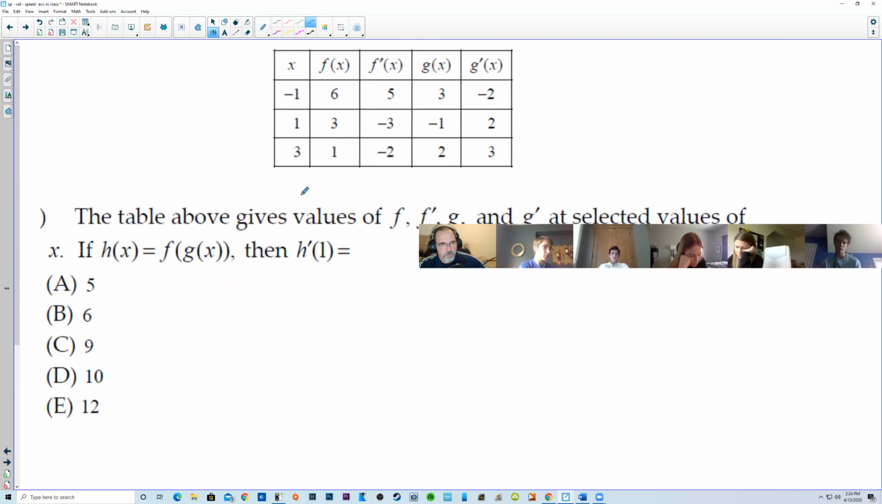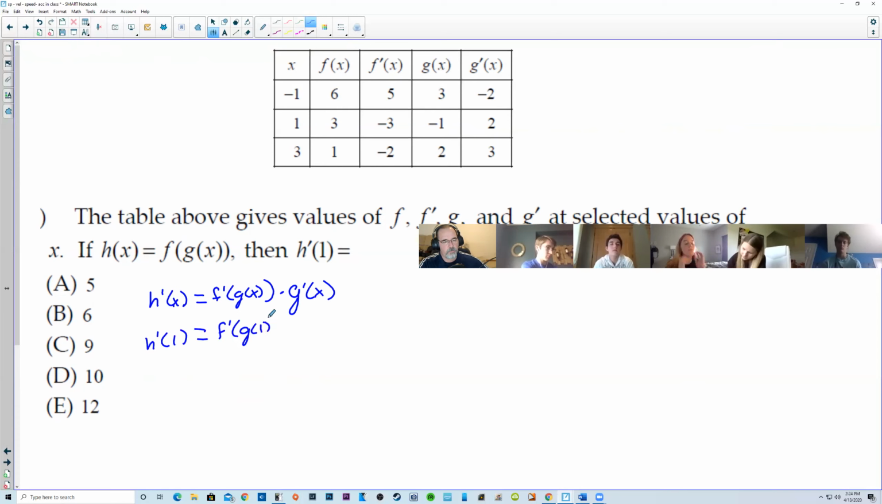The table above gives values of f, f prime, g, and g prime at selected values of x. If h of x equals f of g of x, then h prime of 1 equals what? This is a chain rule again. I think we had one on the last one. Take the derivative of the outside, leave the inside alone, then multiply by the derivative of the inside. So h prime of 1 is f prime of g of 1 times g prime of 1.